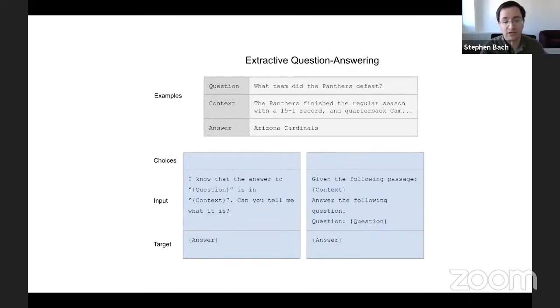And also extractive question answering, again, where users describe in this templating language how the different pieces of the example in the underlying data set should be expressed in a natural language format.